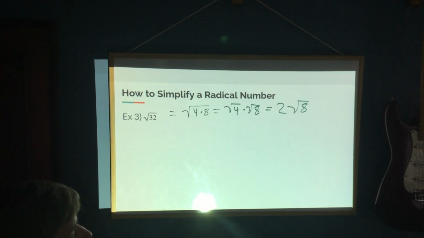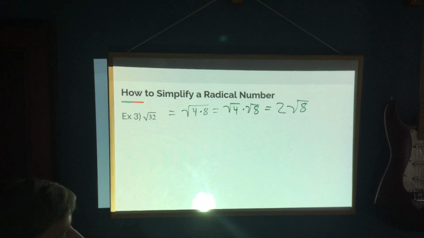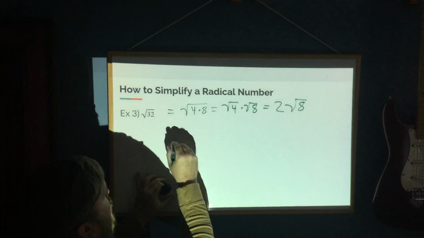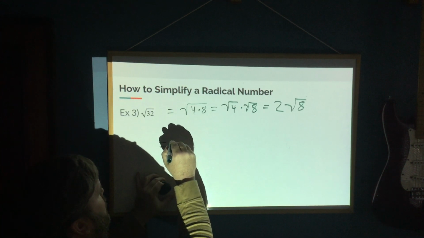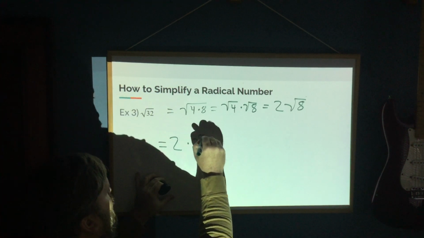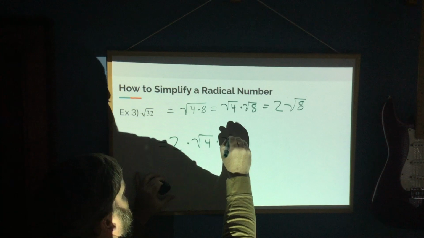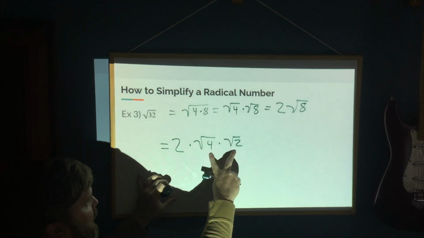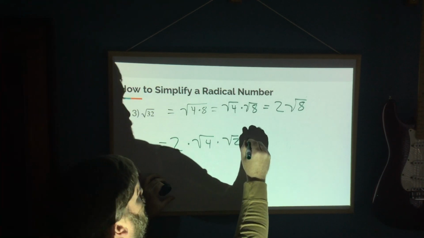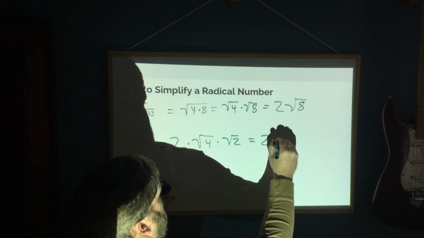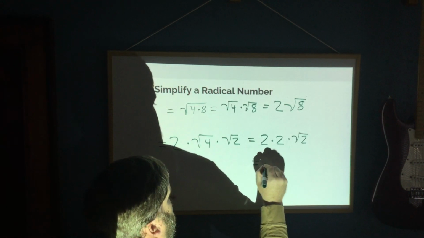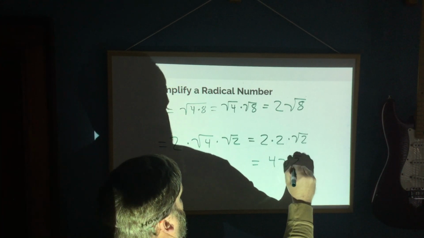And it does. Right? It was the one we did back in example 1. It's the square root of 8. So you can say then that that equals 2 times the square root of 4 times the square root of 2. That 2 came from right here. And then I broke 8 into 4 times 2. And that's going to equal 2 times 2 times the square root of 2, which is 4 square roots of 2.